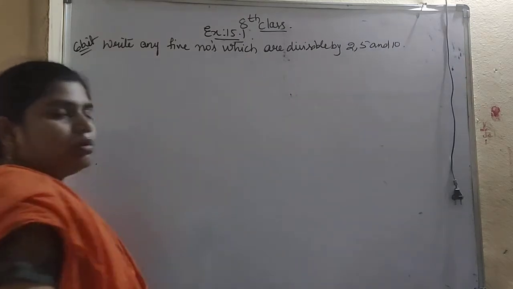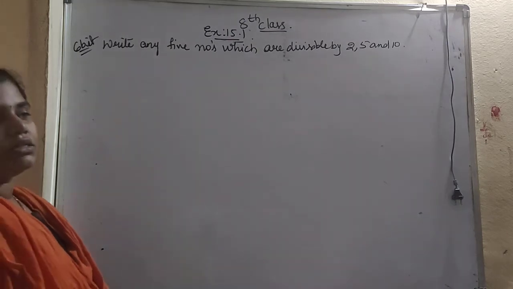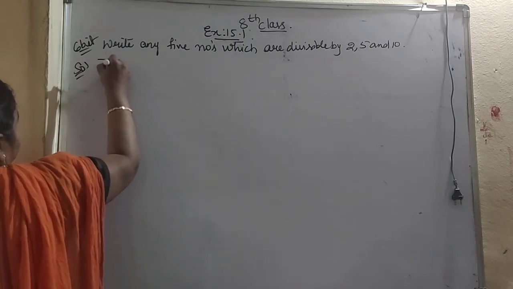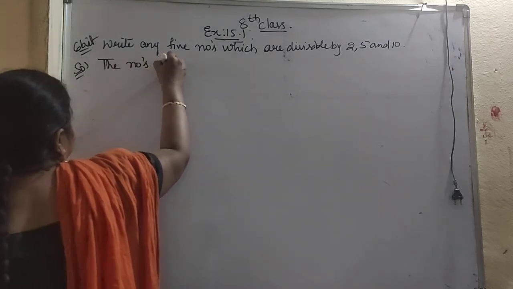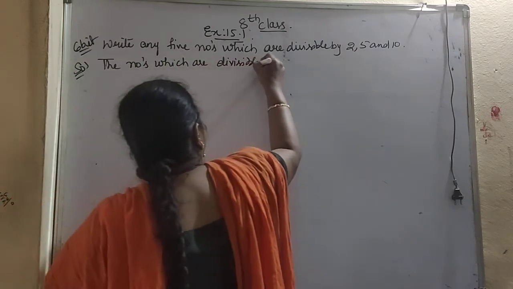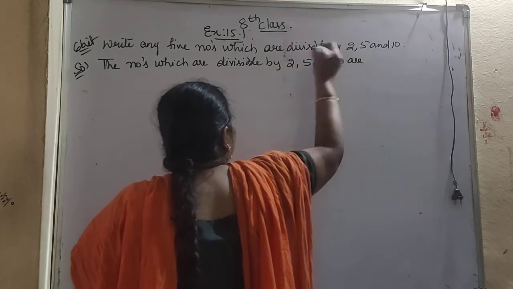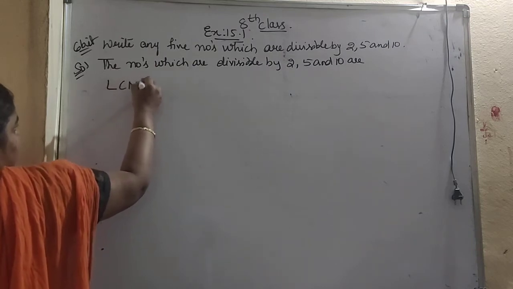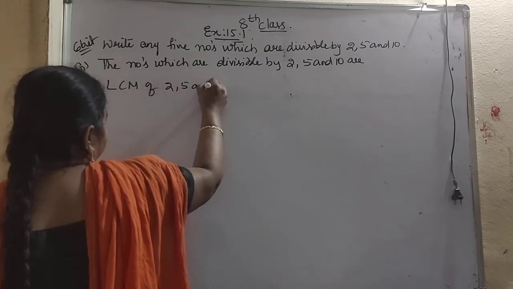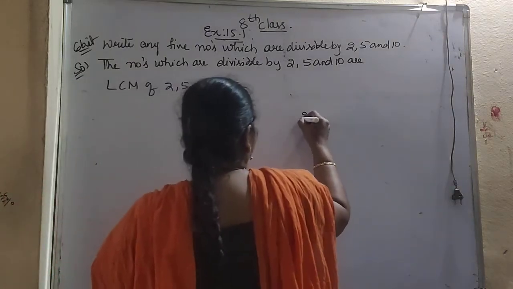So which numbers are divisible by 2, 5 and 10? First we have to take the LCM of 2, 5 and 10. So what is the LCM of 2, 5 and 10, we will see. The numbers which are divisible by 2, 5 and 10, we have to take the LCM of this. So the LCM of 2, 5 and 10 is equal to, what will be the LCM of 2, 5 and 10? It will be 10 only.